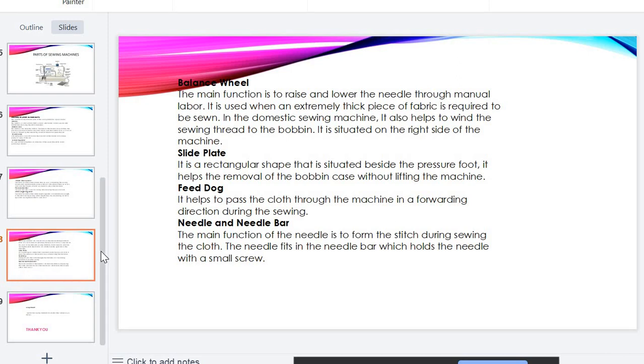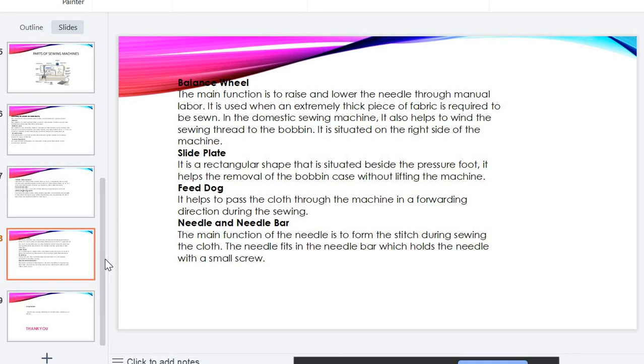Can someone read for us the function of a balance wheel? A balance wheel. The main function is to raise and lower the needle through manual labor. Yes. Then someone read for us slide plate, feed dog, and needle clamp. Emma, you can continue reading. Continue, please.